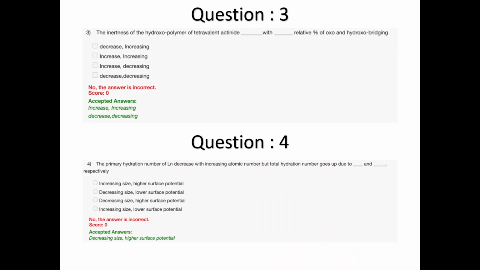Question number 3 is saying the inertness of hydroxopolymer of tetravalent actinide dash with dash relative percent of oxo and hydroxo bridging. The answer is increases with increasing and decreases with decreasing. It's an MSQ, and the right answers are increase, increasing, decrease, decreasing. The primary hydration number of Ln decreases with increasing atomic number, but total hydration number goes up due to dash and dash respectively. The answer is decreasing size and high surface potential.